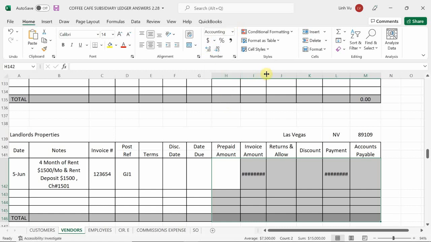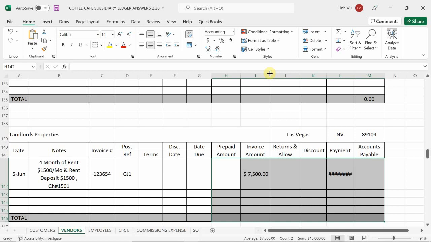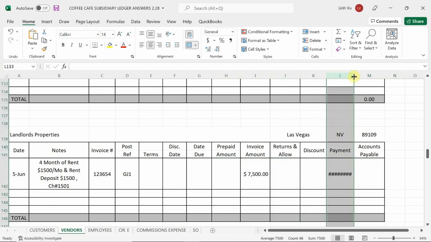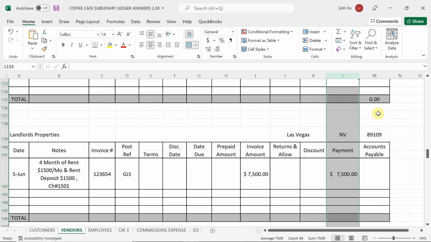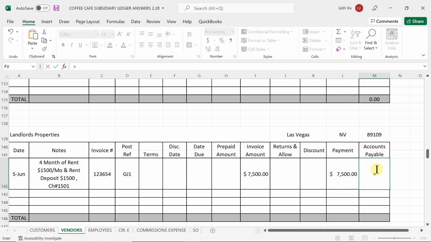Okay, so now I'm going to go ahead and do the calculations here, because this is also how you're able to make it easier for you to make sure whether you owe somebody or not. So as you can see, there's an accounts payable column. So this is going to tell me, do I owe Landlord Properties money? In this case, this is what you're going to do. Okay? You're going to start off with your invoice amount. So this is how much they billed you for, or how much you agreed to owe.